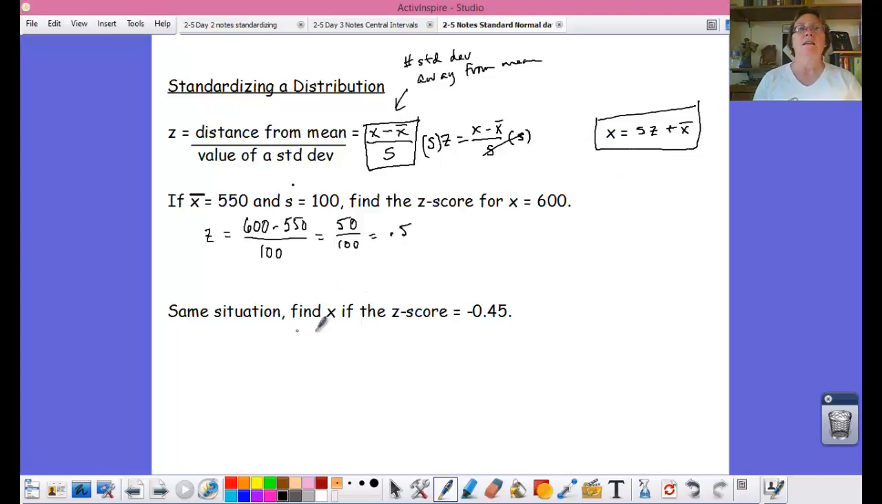Let's apply this now. We're finding x if the z-score is negative 0.45. So x will equal, according to our formula, the standard deviation, which is 100, times the z-score, negative 0.45, added to the mean, and the mean in this problem was 550. Let's do the arithmetic. 100 times that is negative 45. Negative 45 plus 550, of course, is 505. And so, if the z-score for some data element is negative 0.45, under this distribution, the data value would have to be 505, which makes sense. It's less than the mean.